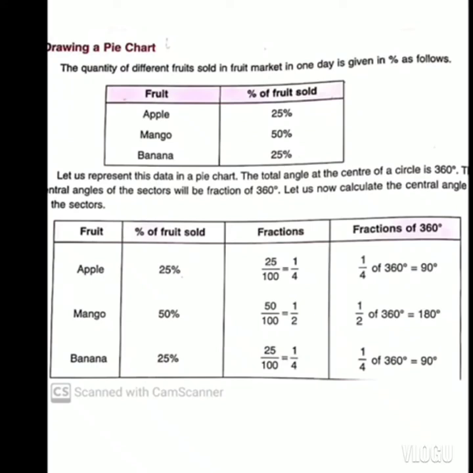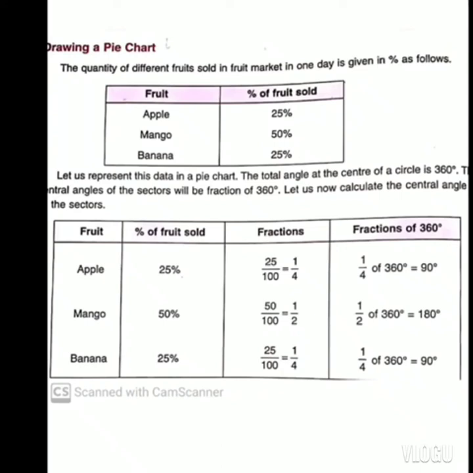As in previous classes, you learned how to read different types of graphs and then you learned how to draw them. In a very similar way, now you will learn how to draw a pie chart. I have taken a very simple example given in your book. Here in the table, you can see that there are 3 categories of fruits: apple, mango and banana, and the percentage is also given. Percentage of the fruit sold in a fruit market in one day is given to you. Now you have to make a pie chart for this.